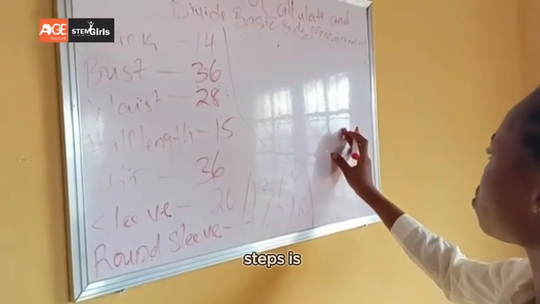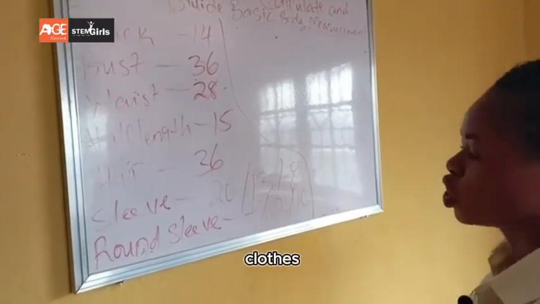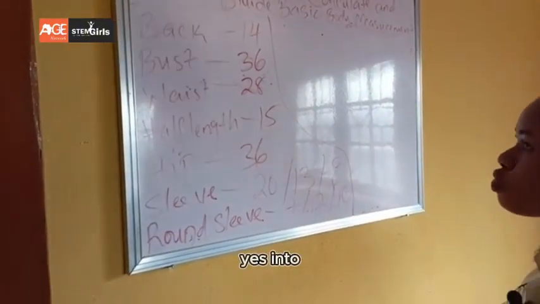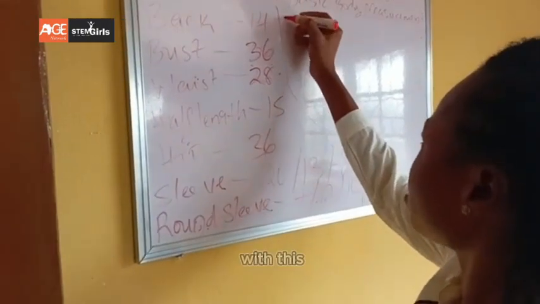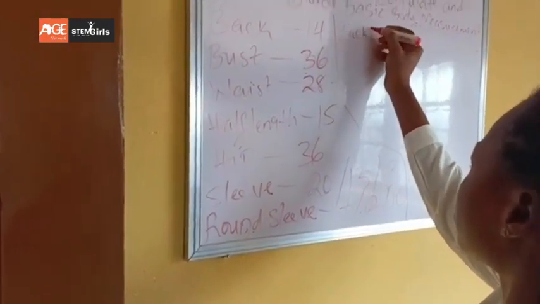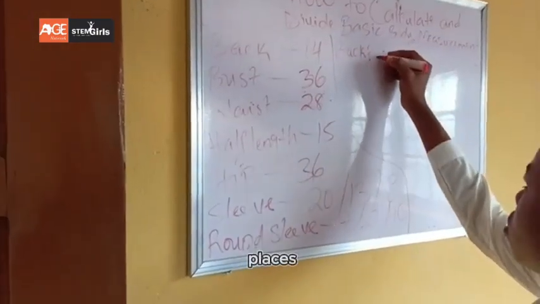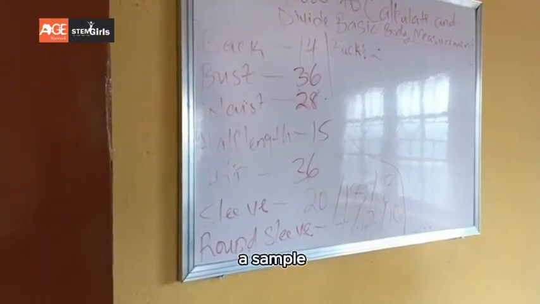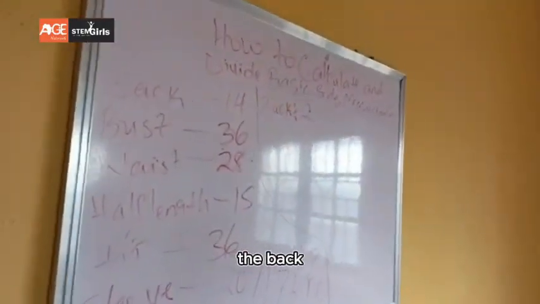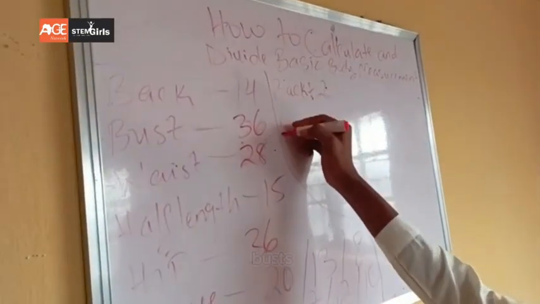The following steps are on a normal regular aspect. Before you cut a cloth, the cloth has to be folded into 4 places. So for example, let's start from the calculation of the back. Our back measurement is usually divided into 2 places. When we are doing the calculation, the back will be divided into 2 places.